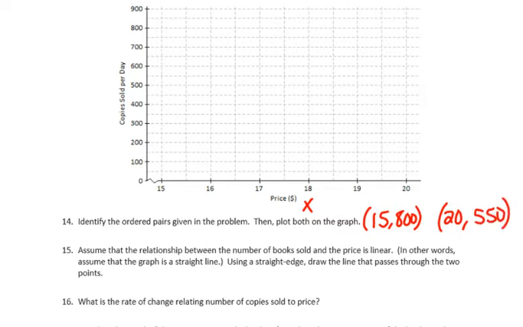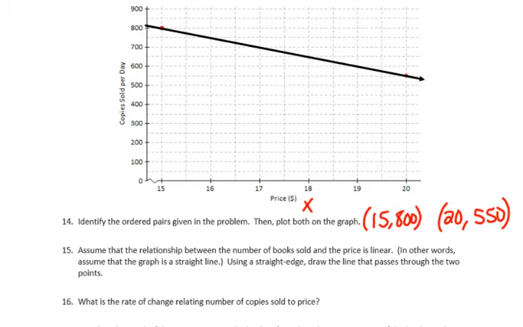Assume the relationship between the books is linear. So we're going to plot the graph: 15, 800, and 20, 550. And we're going to connect that. And I'm going to make this longer all the way to the y-axis.